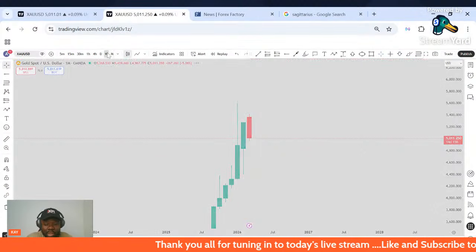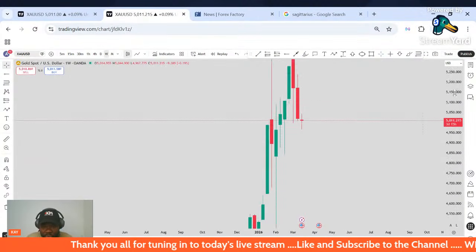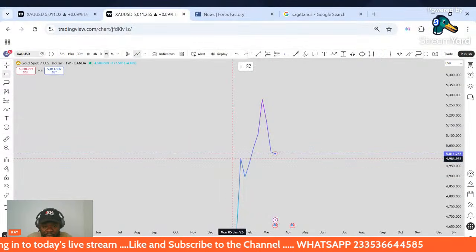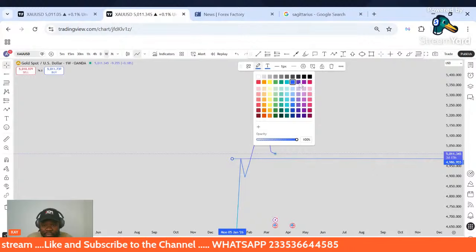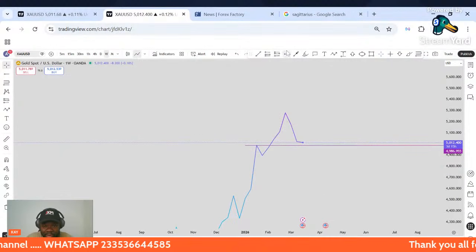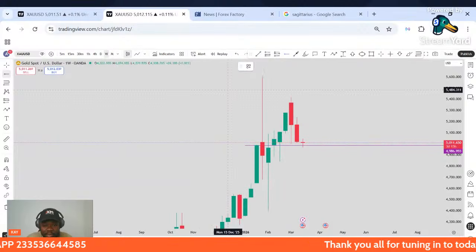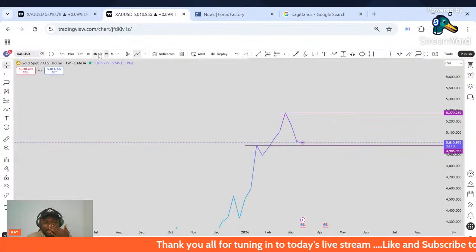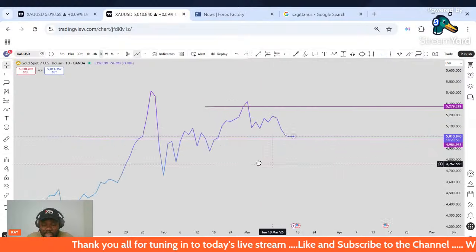So let's move to the weekly time frame. At the weekly time frame, we have this rejection over here. See, this candle has closed. I think this rejection too is so obvious. So, moving to the daily time frame.